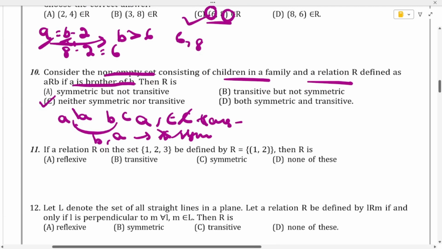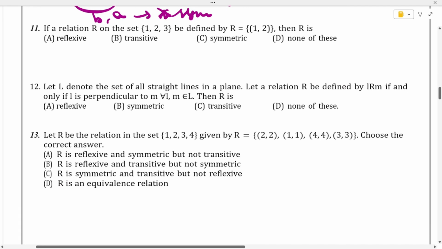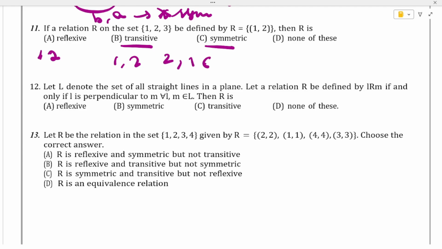Next question: the relation R is defined on 1, 2, 3, and you can see they have given only (1, 2). So it is none of these. It is not reflexive because (1,1), (2,2) and so on are not there. It is not transitive, you cannot consider only two sets. Similarly for symmetric, (1,2) means (2,1) is not there. So the answer is option D. Easily you can say this.